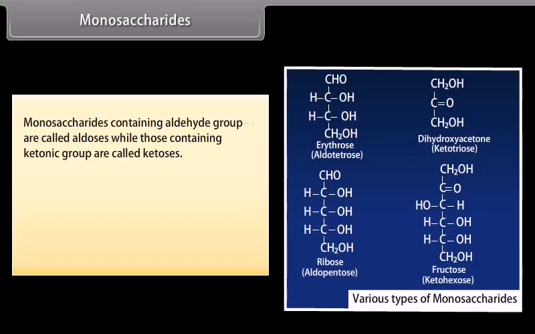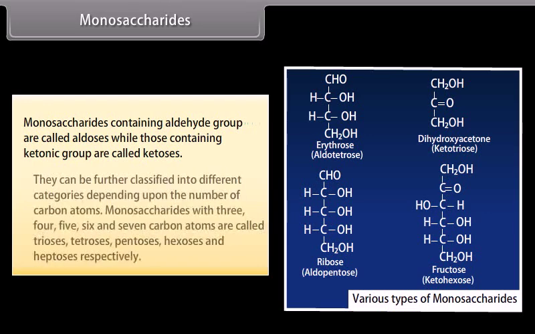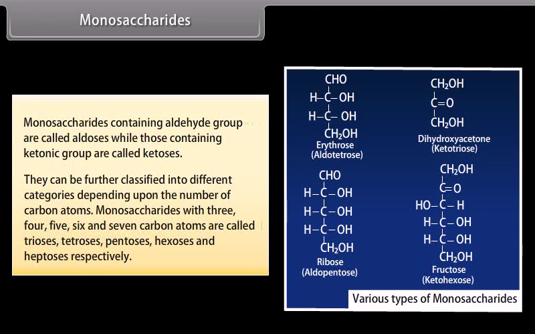Monosaccharides. Monosaccharides containing aldehyde group are called aldoses, while those containing ketonic group are called ketoses. They can be further classified into different categories depending upon the number of carbon atoms. Monosaccharides with 3, 4, 5, 6 and 7 carbon atoms are called trioses, tetroses, pentoses, hexoses and heptoses respectively.